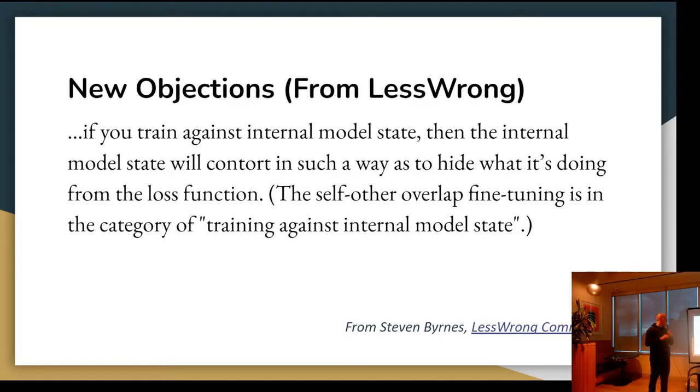The second objection is, if you train against internal model state, then the internal model state will contort in such a way as to hide what it's doing from the loss function. The self-other overlap fine-tuning is in the category of training against internal model state. This is true in the sense that the self-other overlap loss function depends on activation vectors. We take the average of the self-activation vector and the average of the other activation vector, and this is how we extract the self-concept and the other concept, and then try to nudge them toward each other in a particular way.